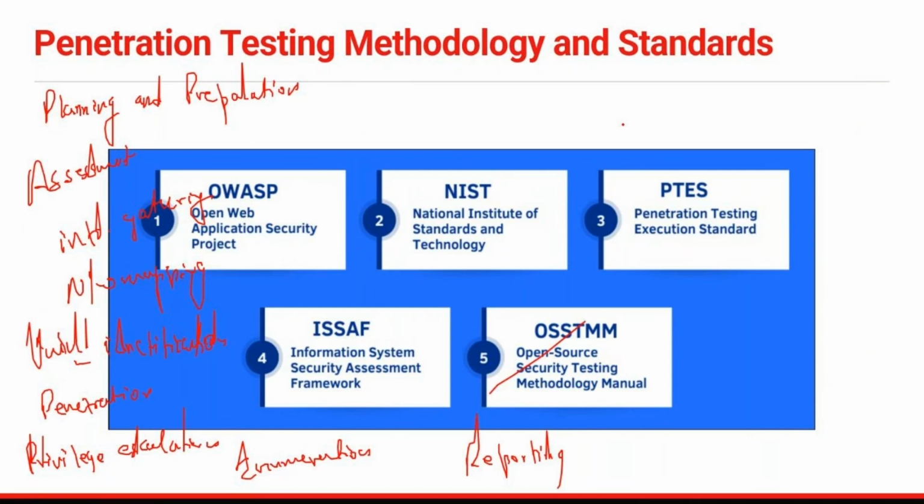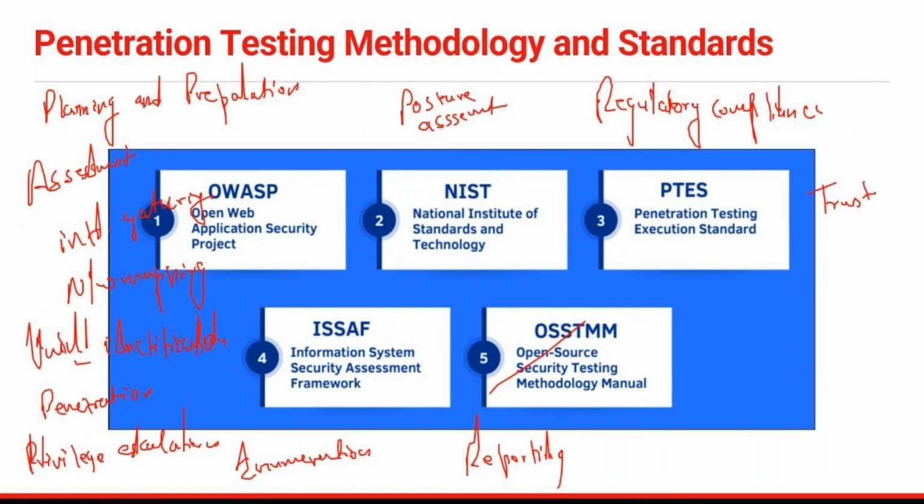Now in OSSTMM, we have test phases. Those test phases are regulatory compliance. Regulatory compliance means it makes sure you are adhering to the laws and industry standards. Then posture assessment. In posture assessment, you will evaluate security controls and policies. Then trust verification. Trust verification means you will test access controls and authentication mechanisms.